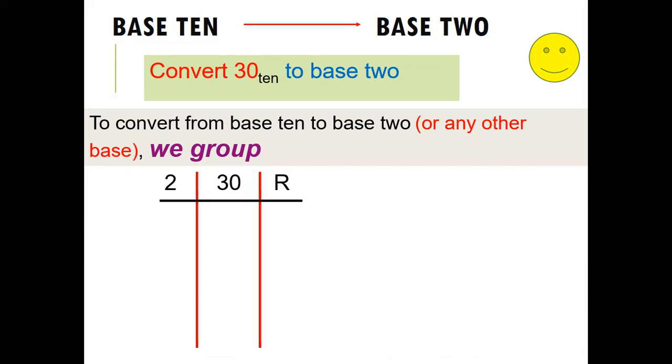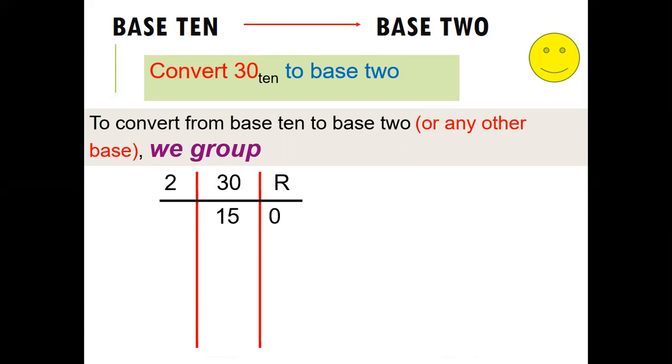Now, how many groups of 2 can you get from 30? Or we could say 2 in 30 would go how many times? Right? Okay, that's 15 remainder 0. Yeah, 15. There would be 15 groups of 2 in 30 and there would be no remainder, right? So 2 in 30 goes 15 times without a remainder.